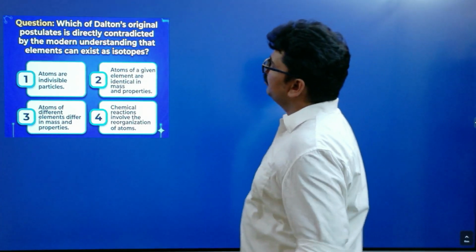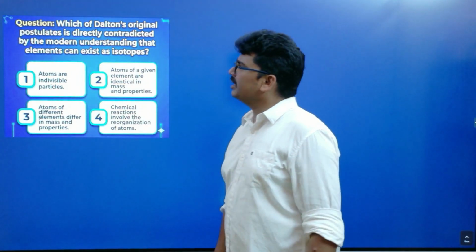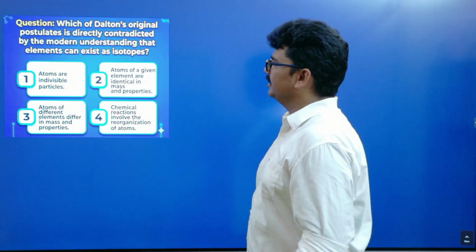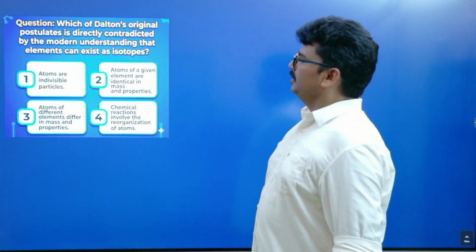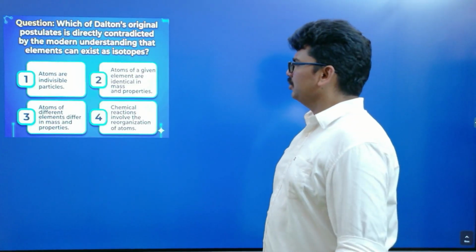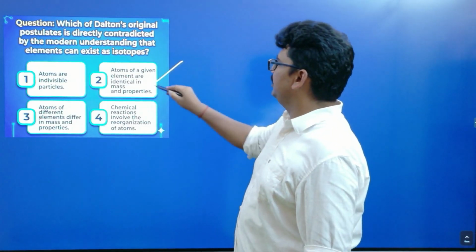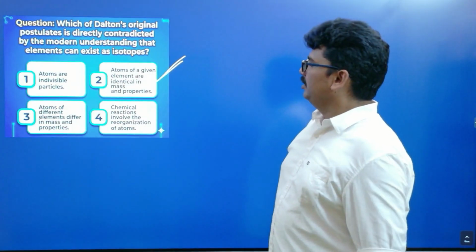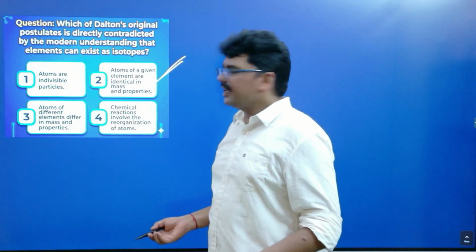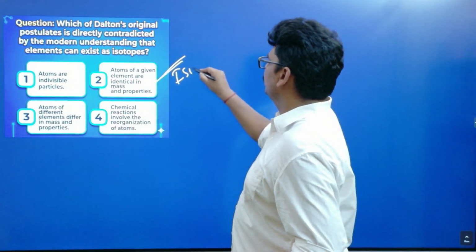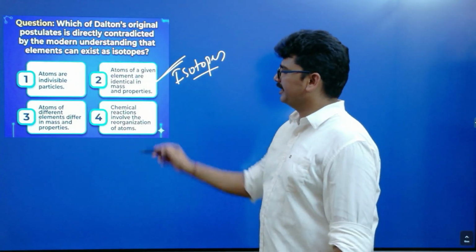Next one: which of Dalton's original postulates is directly contradicted by the modern understanding that elements can exist as isotopes? Atoms are indivisible particles, there is no relation. Atoms of a given element are identical in mass and properties. Here is the limitation. In the case of isotopes, their atomic mass is not the same. So the second option is correct.